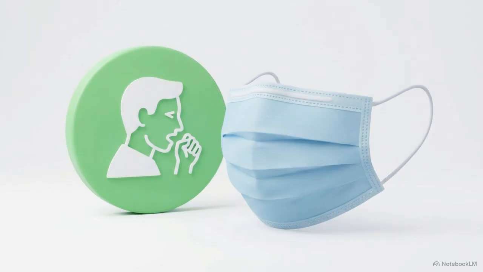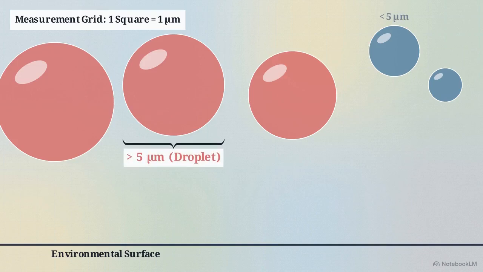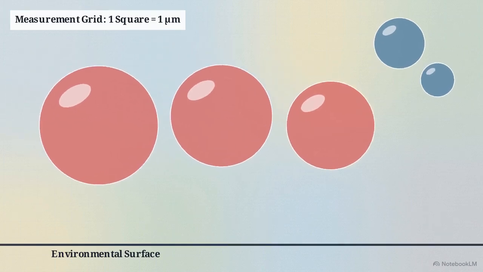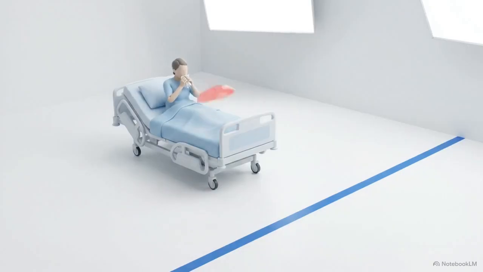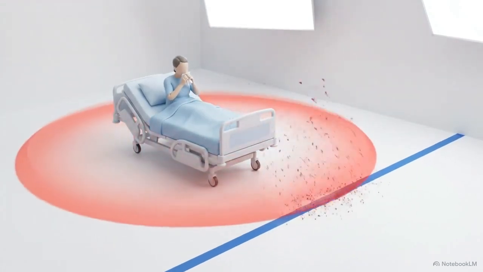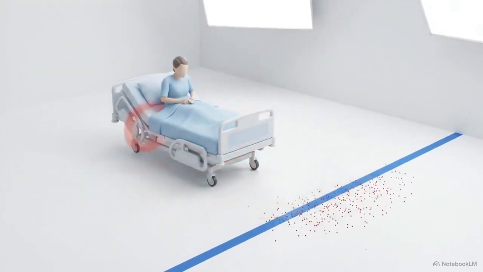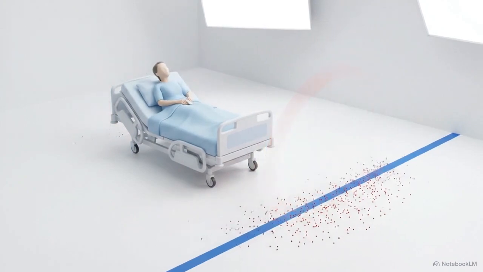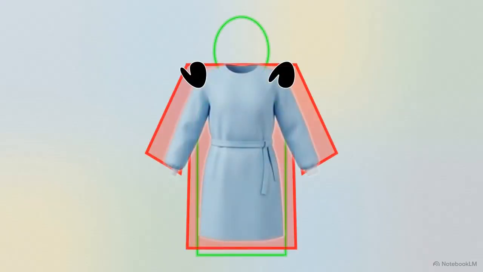For respiratory pathogens, we use droplet precautions. These apply to large particles, greater than 5 microns, which fall out of the air quickly. Because gravity limits their travel, we enforce a 3-foot rule, mandating standard surgical masks for anyone entering that radius around the patient. Safe doffing requires exact mechanics.